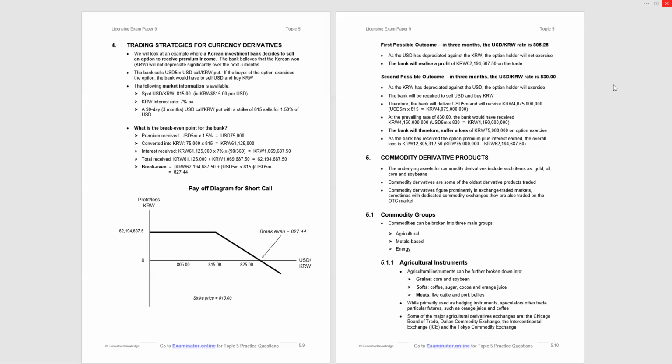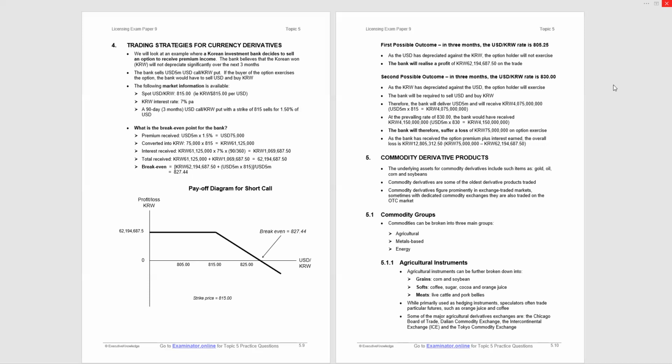Then we come to commodity derivative products, and I would say you're looking at 2 or 3 questions from this section. Now, the underlying assets for commodity derivatives include items, as we stated there, such as gold, oil, corn, and soybeans. And the commodity derivatives have been around for many, many years and figure prominently in exchange-traded markets, but they're also traded over the counter. There are 3 commodity groups: agricultural, metal-based, and energy.